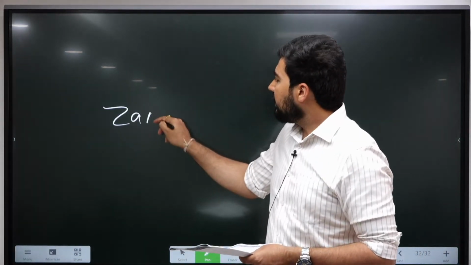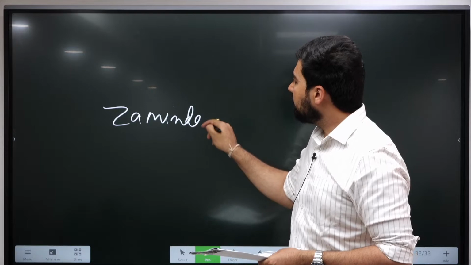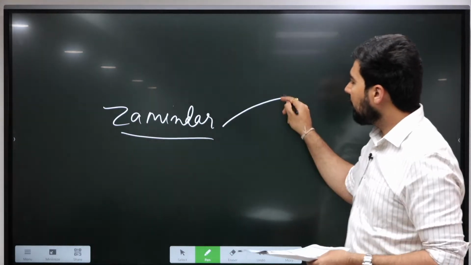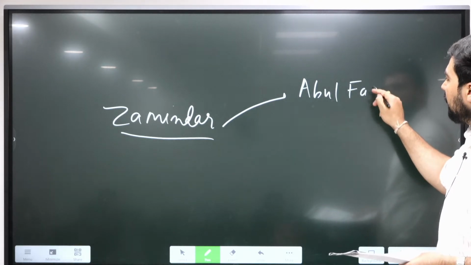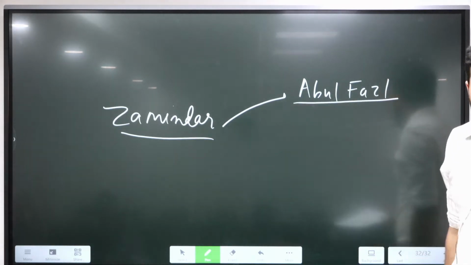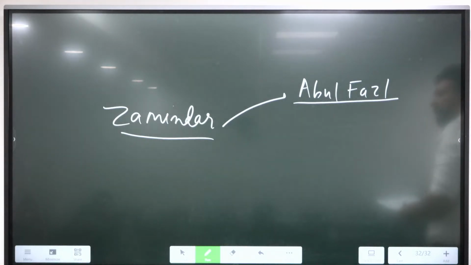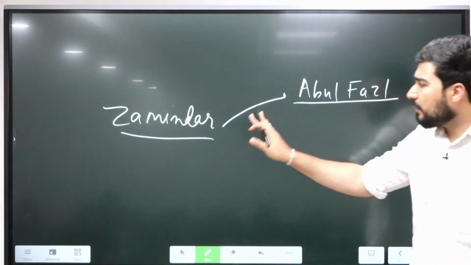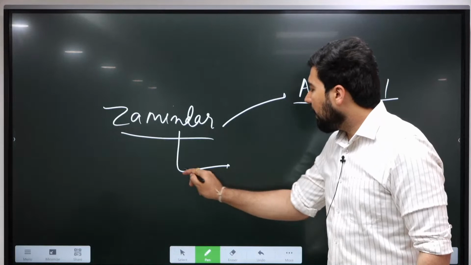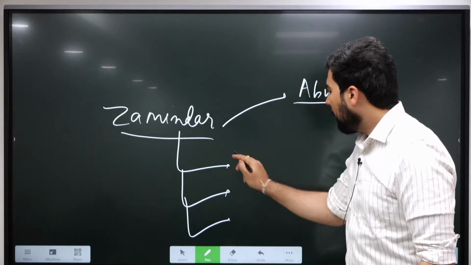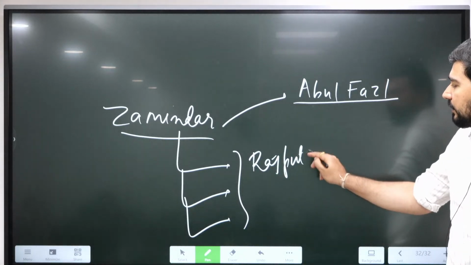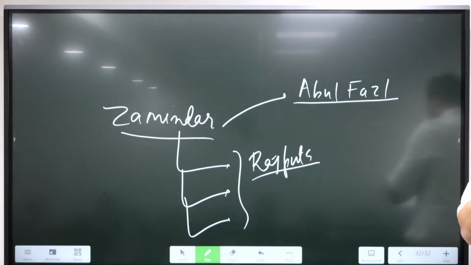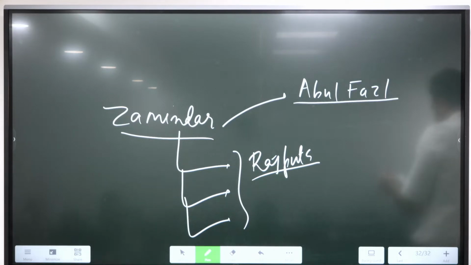Then Zamindar is a very wide word. It was first seen in the writings of Abul Fazl, who uses it. Okay, इसको बाद में समझेंगे, बट इसके अंदर काफी टायर्स हैं, which includes later on even the Rajputs. ठीक है, जमींदार बहुत ही डिफरेंट सा टर्म है, बाद में समझेंगे अच्छे से.